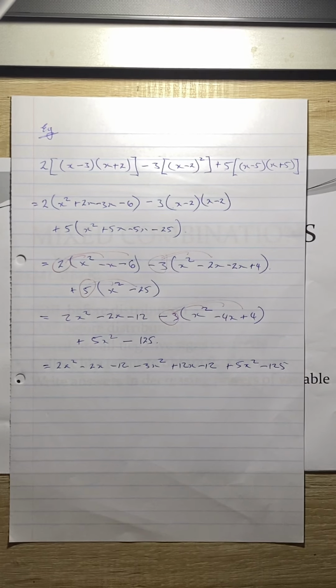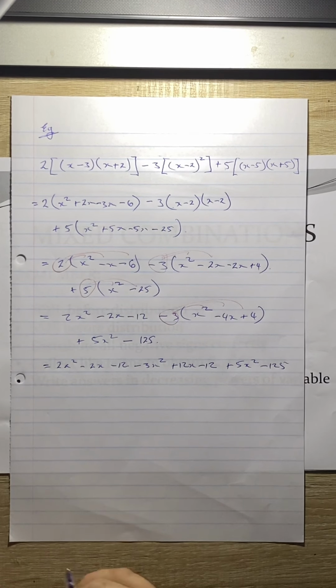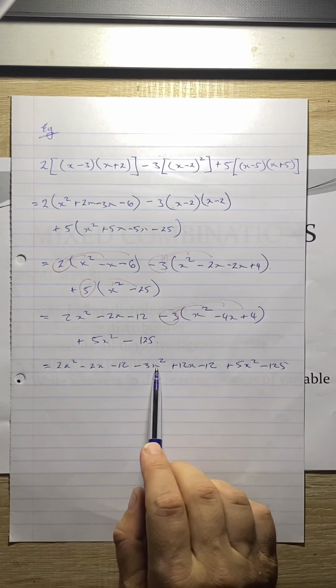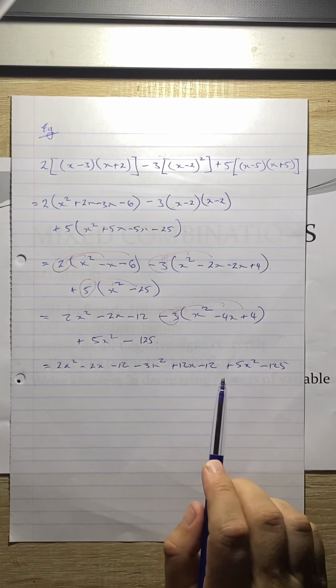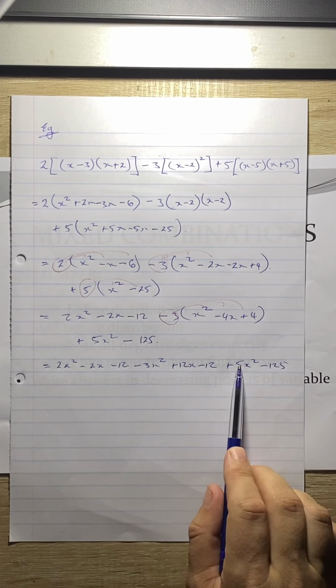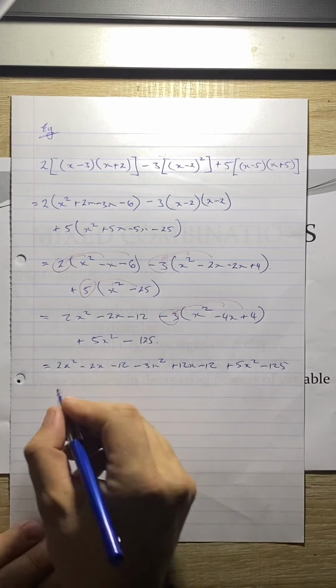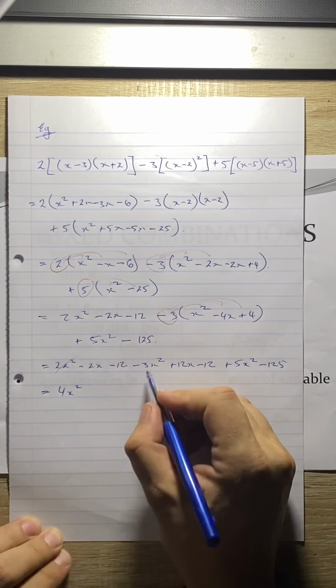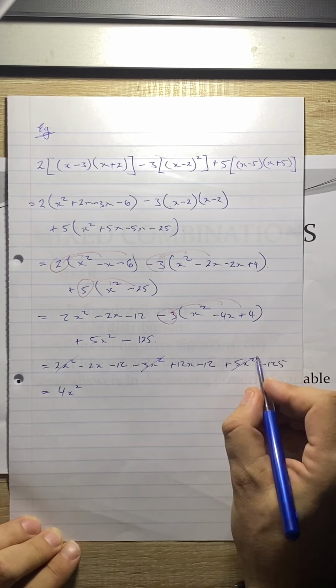Right, at this point, grade 10s, what you can do is you can get your like terms together. So we've got x squared, x squared, x squared. I'm going to take all those together. So we've got 2 minus 3 plus 5. And that will give you 4x squared. So we're done with that one, and with that one.